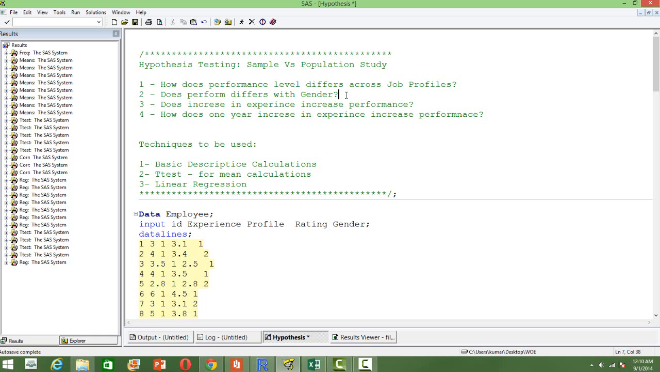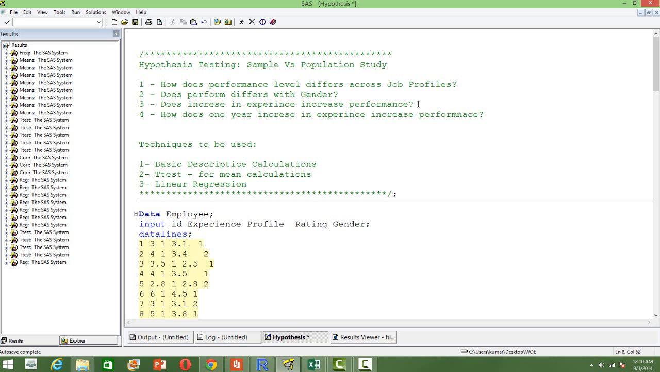Another question could be, does an increase in experience necessarily increase the performance? That's very important, because if experience is increasing and the employee performance is not increasing at that rate, then it's detrimental to the company. So the company could think of laying off a certain number of senior employees who are not very productive as per their experience. So it is important to know whether an increase in experience actually increases performance or not.